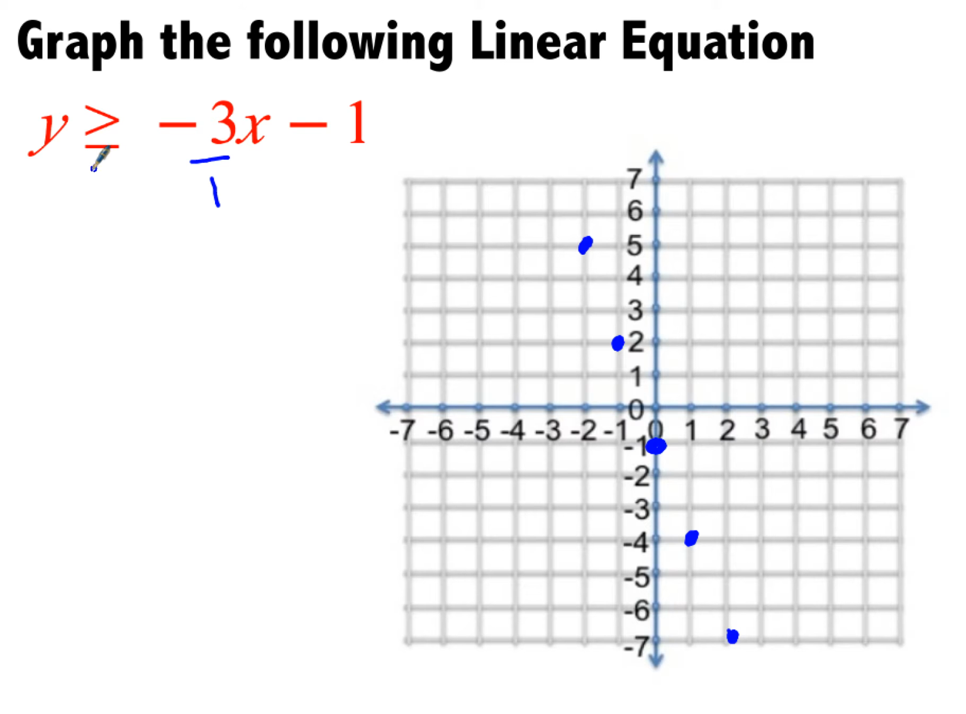Now I've got to look at my symbol here and ask myself, am I using a solid or a dashed line? Because it has the or equal to symbol, that means the line would actually be part of the solution to the inequality. So that means it's a solid line, saying that that's included.